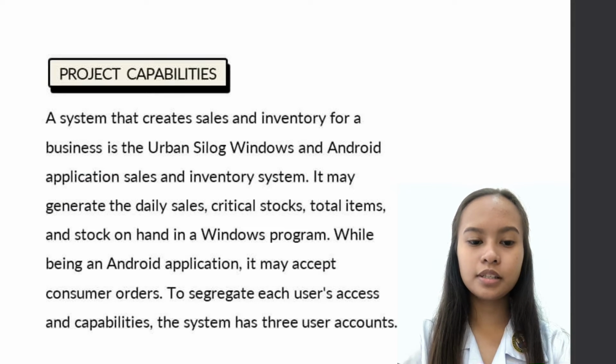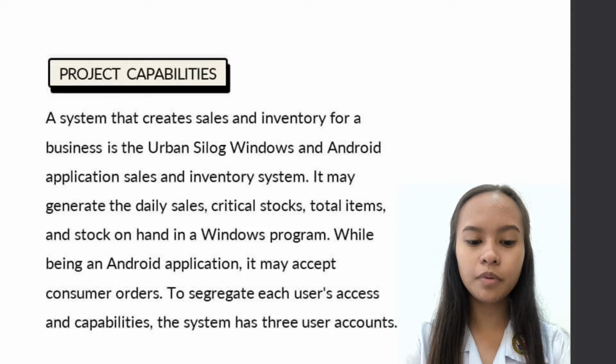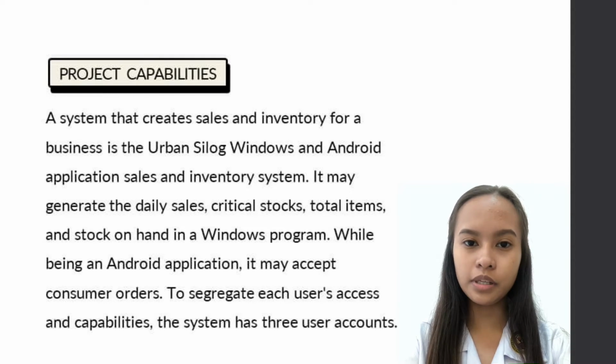Project capabilities. The Windows and Android application is a system that generates sales and inventory of a business. The system has three user accounts. The client. The client can use the Windows app to modify and delete data. The cashier. The cashier is capable of handling Android application to get the orders. And the developer, which maintain the entire system, including database.